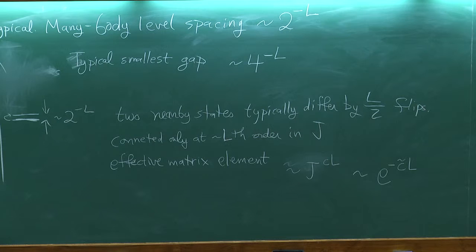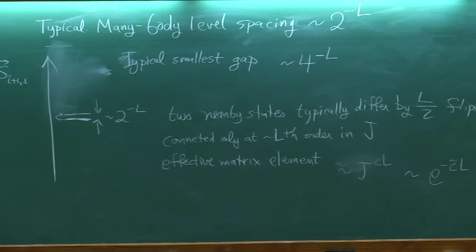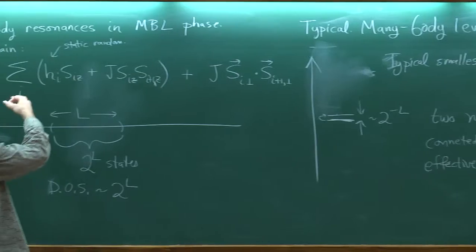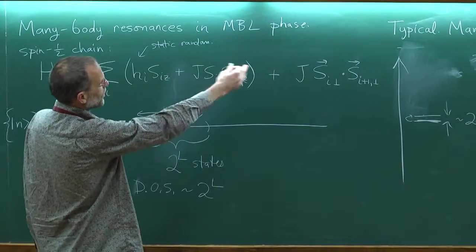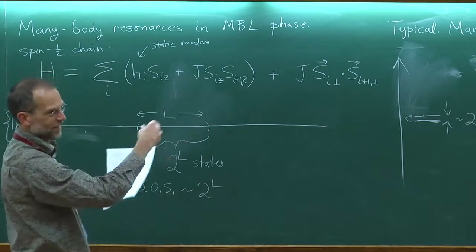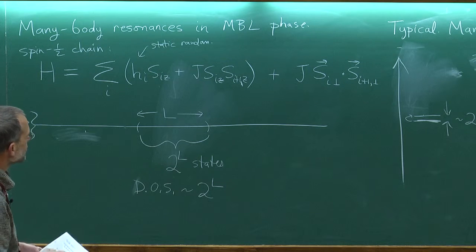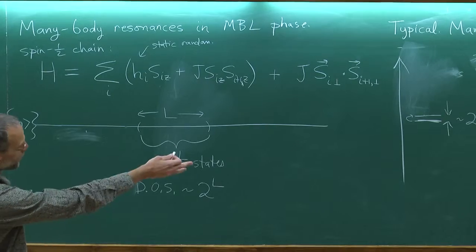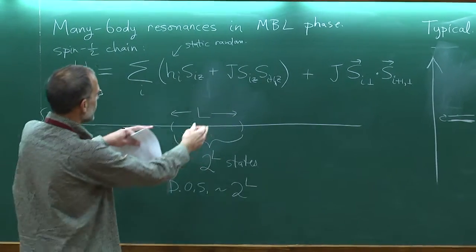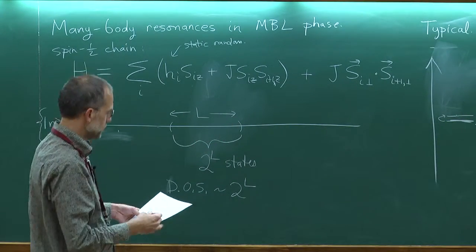So what I'm trying to do here is talk about resonances at high order, because we want to ask, is this perturbation theory going to converge at high order? How do the tails fall off? That's why I'm focusing on resonances involving many spins.